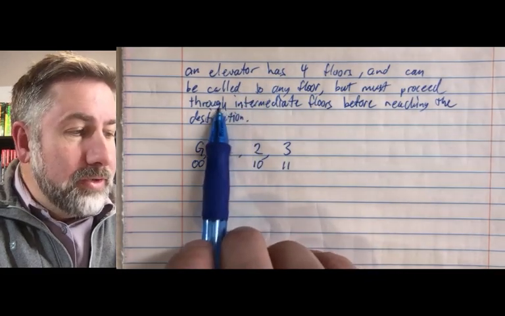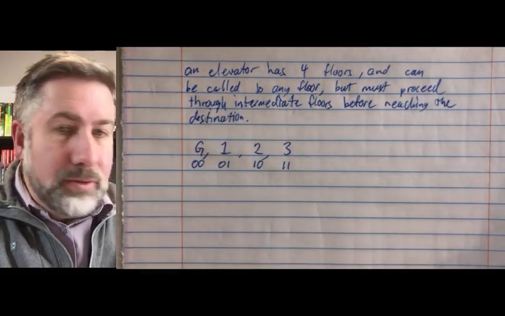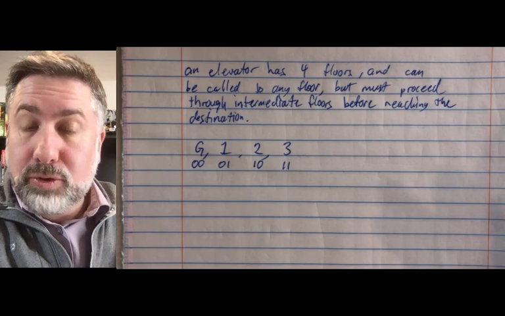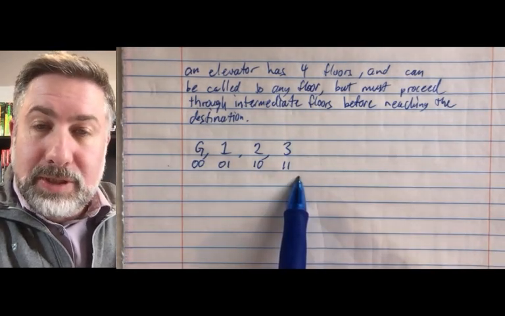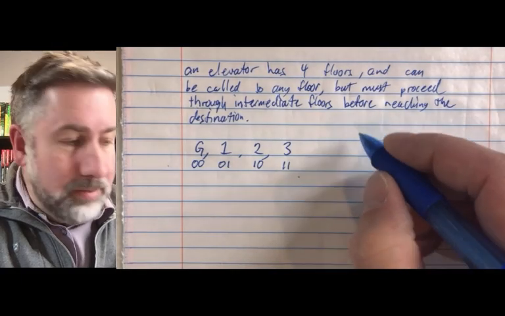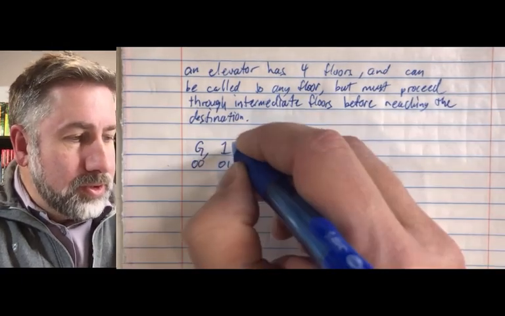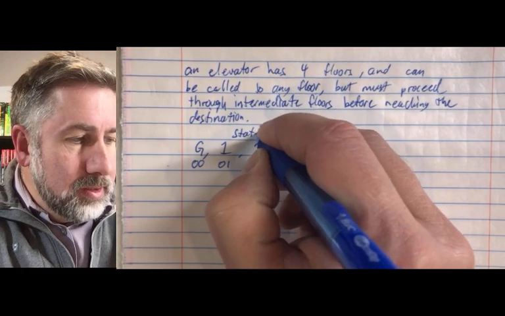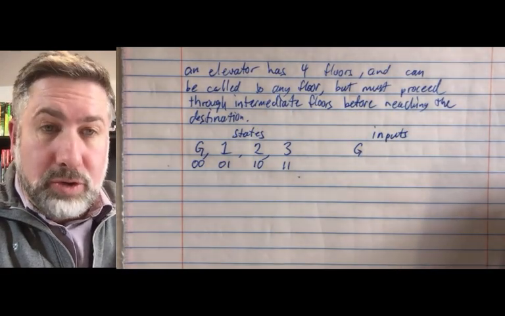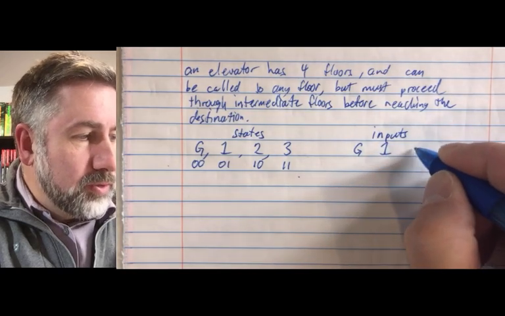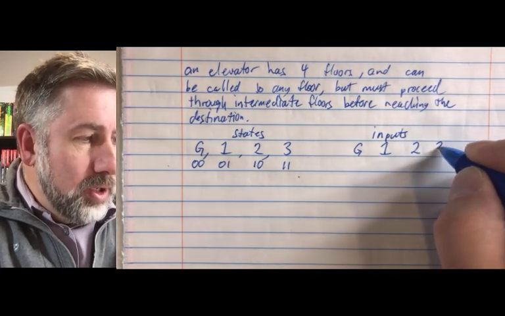Now, we're also going to need some inputs. The inputs are going to ask for the elevator to go to one of the floors. So similarly, we're going to have 2 bits of input. So this is the states, and these are the inputs: go to the ground floor, go to the first floor, go to the second floor, go to the third floor.